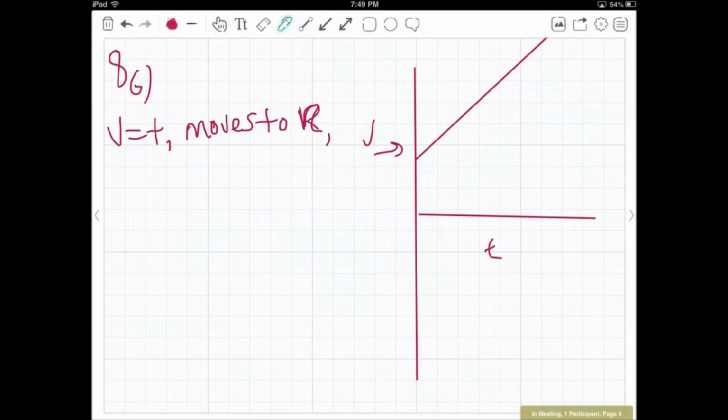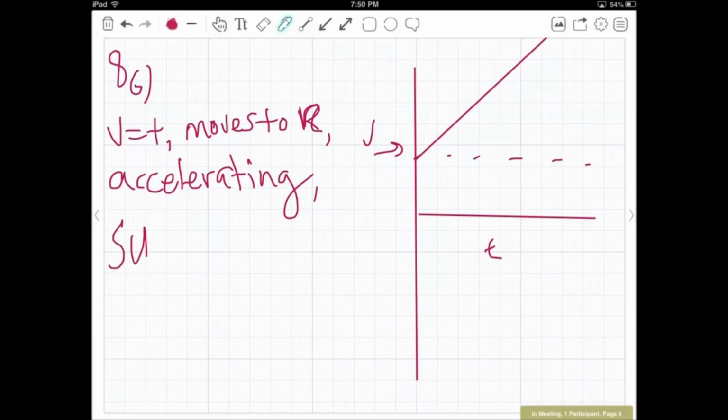We can also say that it's accelerating because the velocity changes. Right, it's not a flat line. That would be an unchanging velocity, no acceleration. And the last thing we can say is this object is also speeding up because the velocity values increase, right? It goes from here to here. Velocity gets higher. Alright.